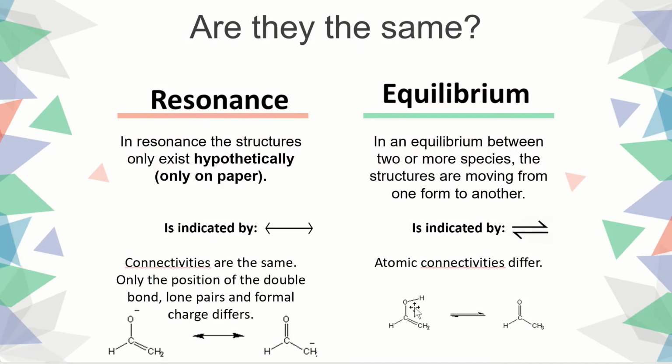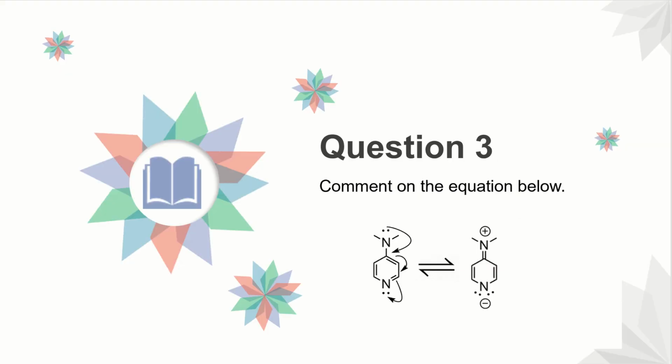In this case, the connectivities differ because we have an OH here and we don't have a hydrogen here. This is a CH3, so the hydrogen here is now here, and so the atomic connectivities differ as opposed to resonance where the connectivities are the same. So resonance is indeed different from equilibrium.